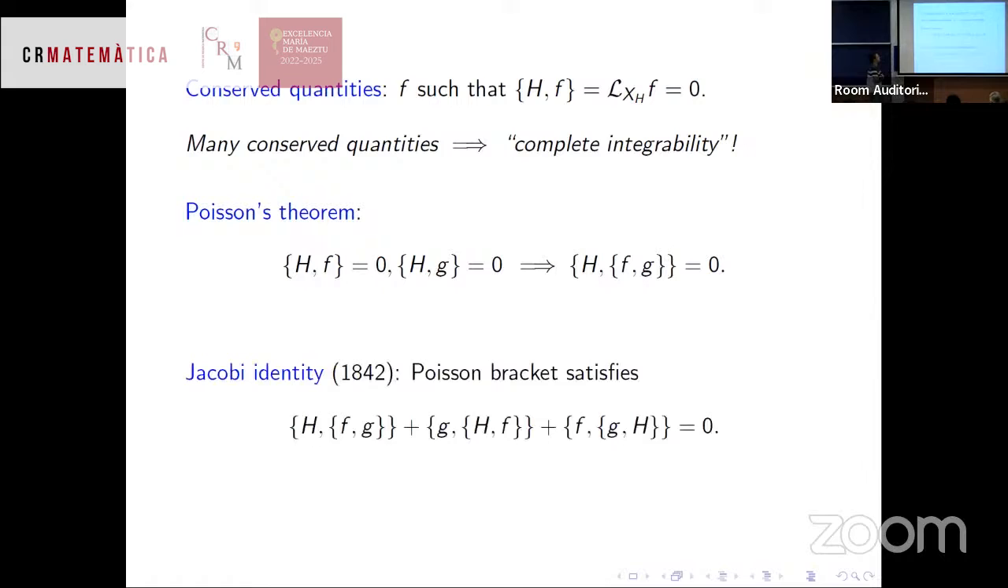And about 30 years later, Jacobi understood that, in fact, it was a general property of the Poisson bracket, what is now called the Jacobi identity. And it is the Jacobi identity that is behind Poisson's theorem. About 4 years later, Lie started a systematic study of objects that satisfy this Jacobi identity, called Lie algebras. So this is all in the 19th century. And as I said, not much happened in Poisson geometry for about a century.